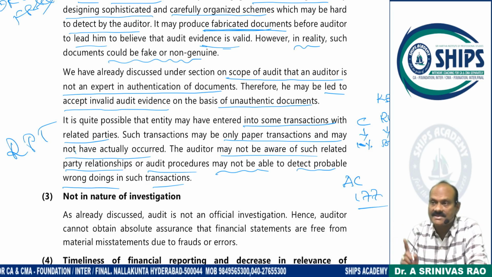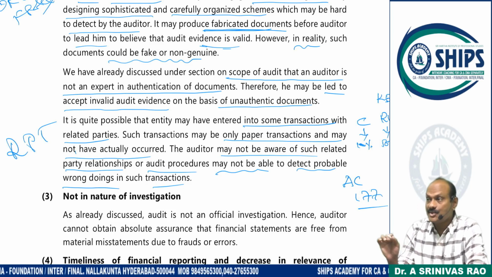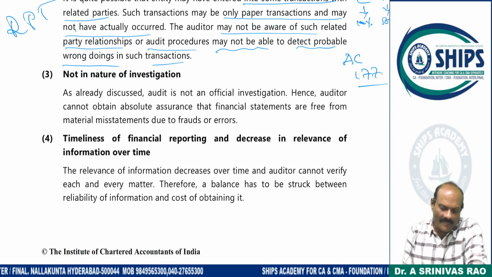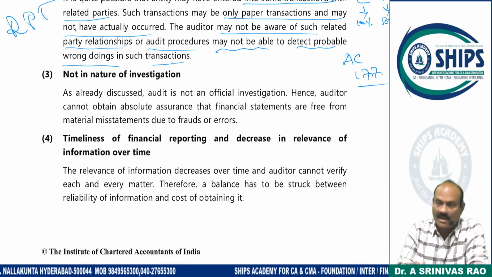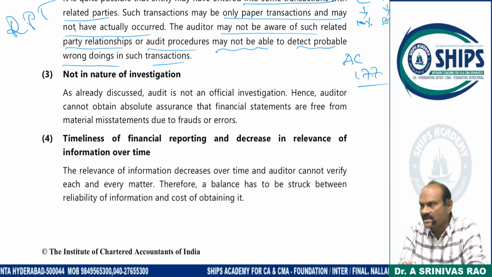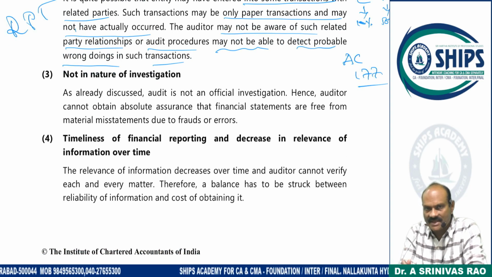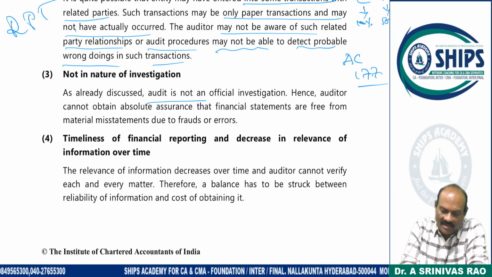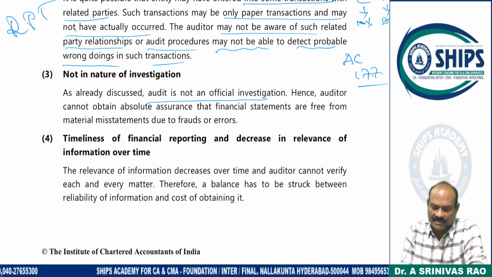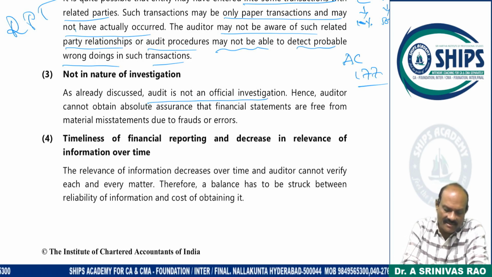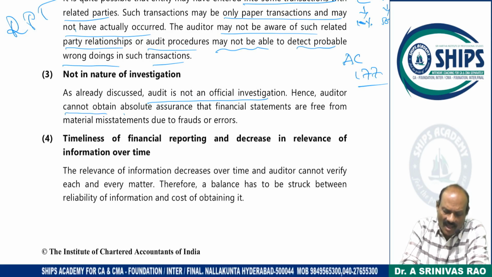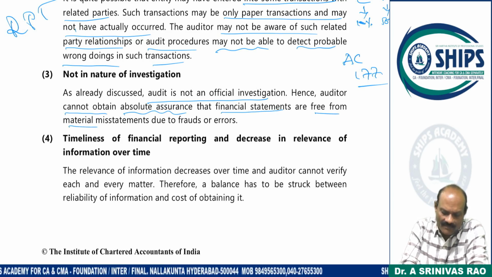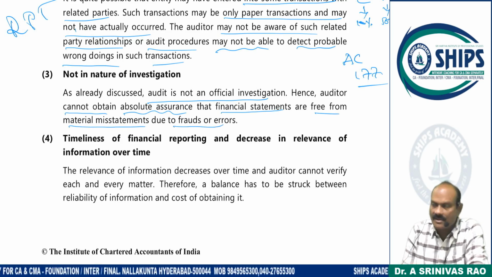And the audit committee will examine that. Is there any genuineness in these related party transactions or not? And it is not in the nature of an investigation. Already we know, the auditor does not do any investigation; he just does watching of transactions and verification of transactions. The auditor is not an official investigator, and hence the auditor cannot obtain absolute assurance that the financial statements are free from material misstatement due to fraud or error.